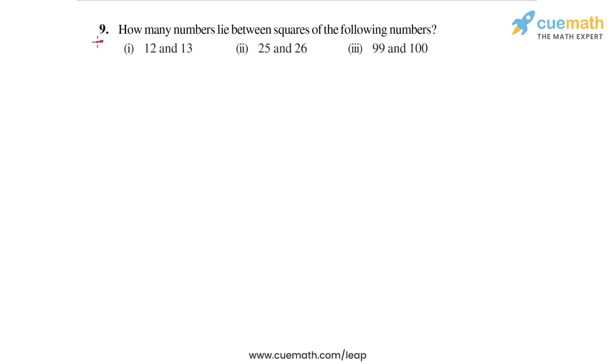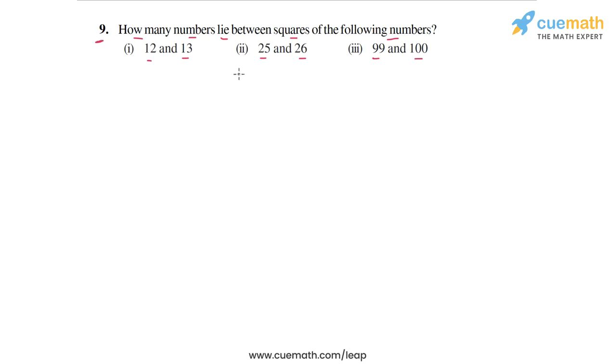In question 9, the problem statement says: how many numbers lie between the squares of the following numbers: 12 and 13, 25 and 26, 99 and 100. This question is based on the concept of how many numbers lie between the squares of two consecutive numbers, and this is discussed in the NCERT textbook. So if you want, you can go back and look up that part of the text.